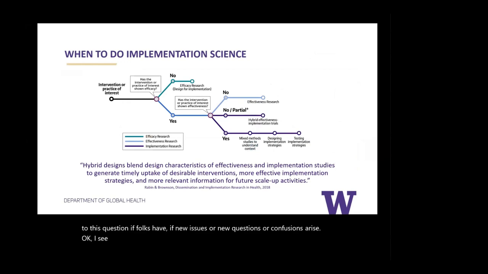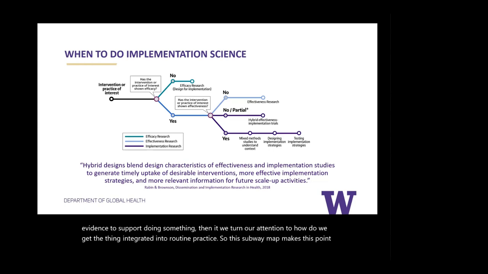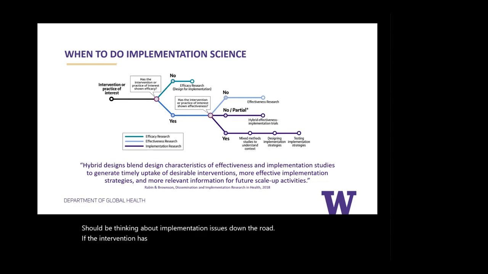I said earlier that in a sense, implementation research picks up where effectiveness or intervention research leaves off. So once we have sufficient evidence to support doing something, then we turn our attention to how we get the thing integrated into routine practice. This subway map makes this point clearer. If an intervention hasn't demonstrated efficacy, then we need to do efficacy research, or we should seriously consider doing that, although even at this stage, we should be thinking about implementation issues down the road. If the intervention has demonstrated efficacy under controlled conditions, but not effectiveness under real-world conditions, then we might want to consider doing effectiveness research, perhaps through pragmatic trials. If the intervention has demonstrated effectiveness under real-world conditions, then we can move into implementation research.